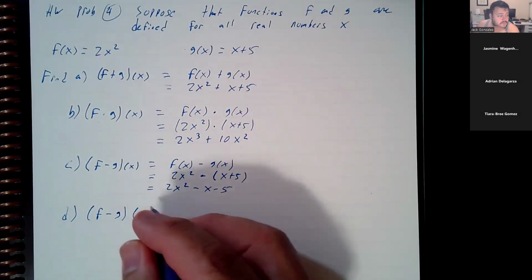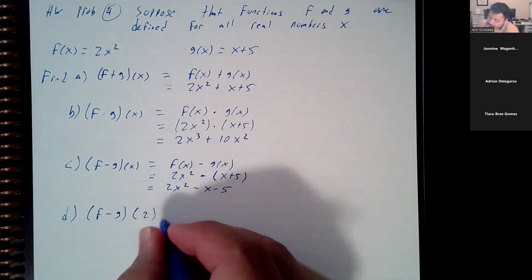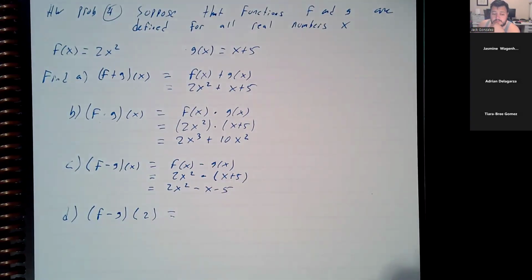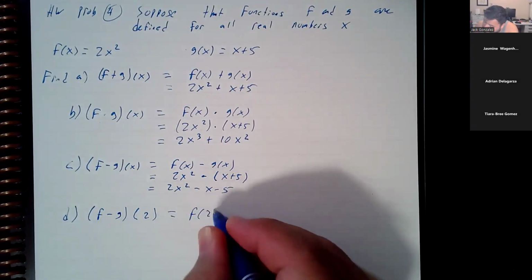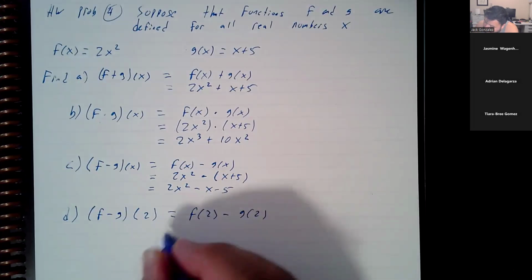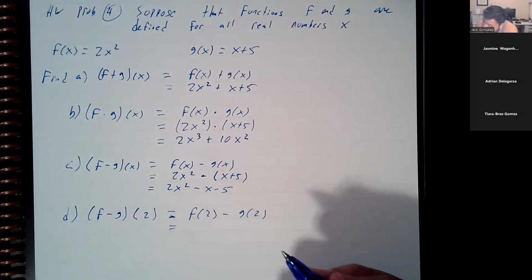Do an extra one because I forgot the number. If they plug in a number like this, they mean they want you to plug in the 2 into both functions and then subtract. So that means f of 2 minus g of 2. So find those answers and then subtract.